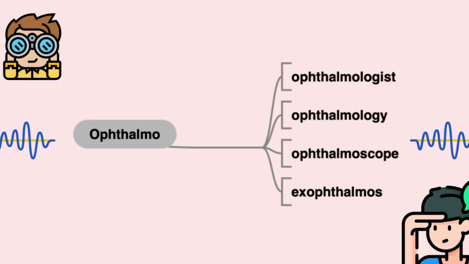Next we have ophthalmo, derived from the Greek word ophthalmos, meaning eye. An ophthalmologist is an eye doctor specializing in diagnosing and treating eye conditions. This field is known as ophthalmology, or the study of eyes. An ophthalmoscope is a device used to examine the inside of the eye, commonly referred to as a fundus camera. Exophthalmos combines ex, meaning outward, and ophthalmos, describing a condition where the eyes bulge outward.